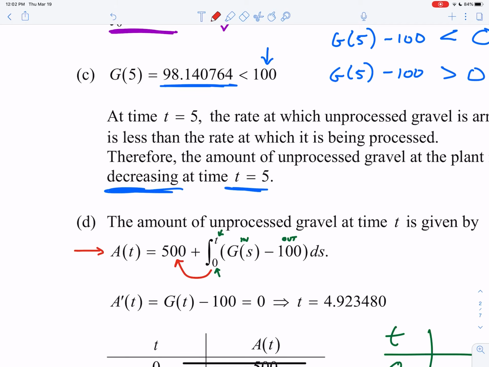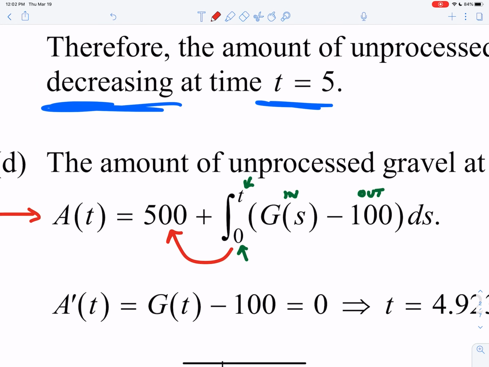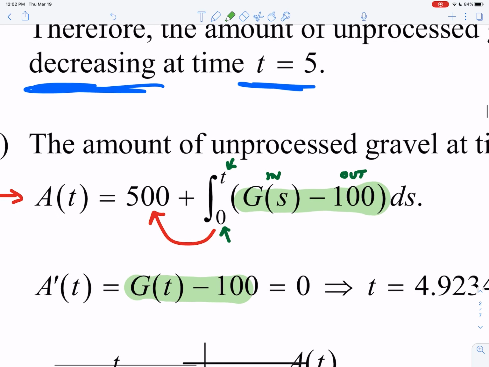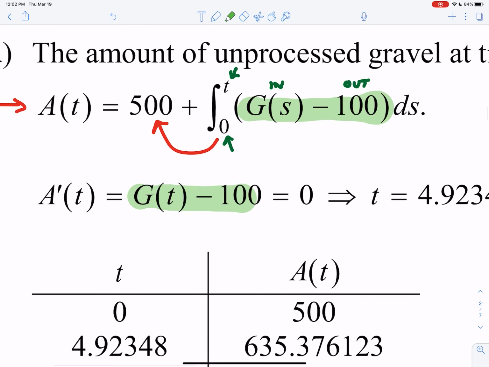Now, if you want to find out where the derivative is 0, you take the derivative. Notice how when you take the derivative of 500, it's a constant, so it goes away. The derivative of an integral is really just the function that's on the inside right here. So that's A prime of t, and you set it equal to 0. You can find this in two different ways. The easiest way is to just graph it.